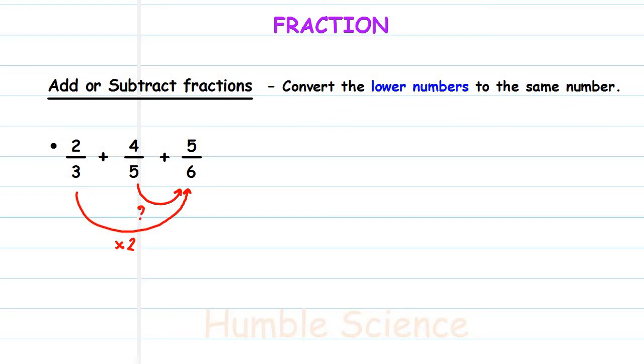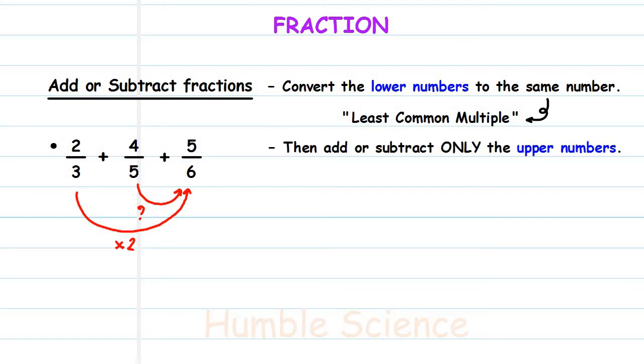When that happens, we will calculate the least common multiple from all the lower numbers and use that at the end. And once we convert all the lower numbers into the least common multiple, we can then add or subtract the upper numbers. So let's work on the example we have here: 2 over 3 plus 4 over 5 plus 5 over 6. We will convert the lower numbers 3, 5, and 6 into the least common multiple.